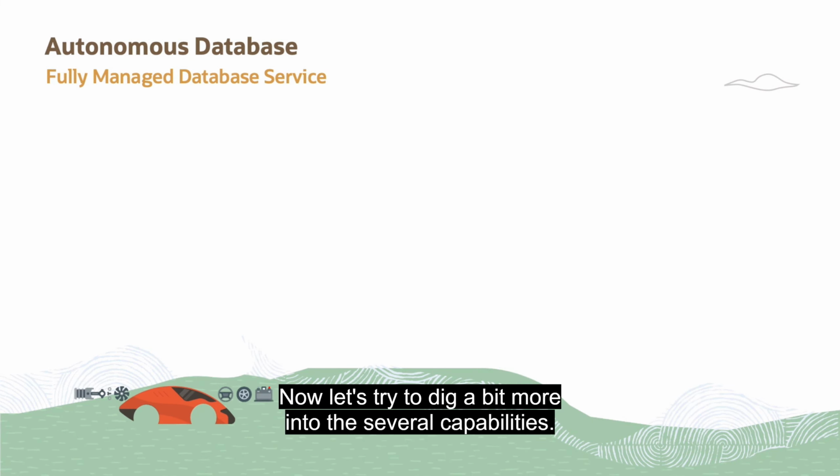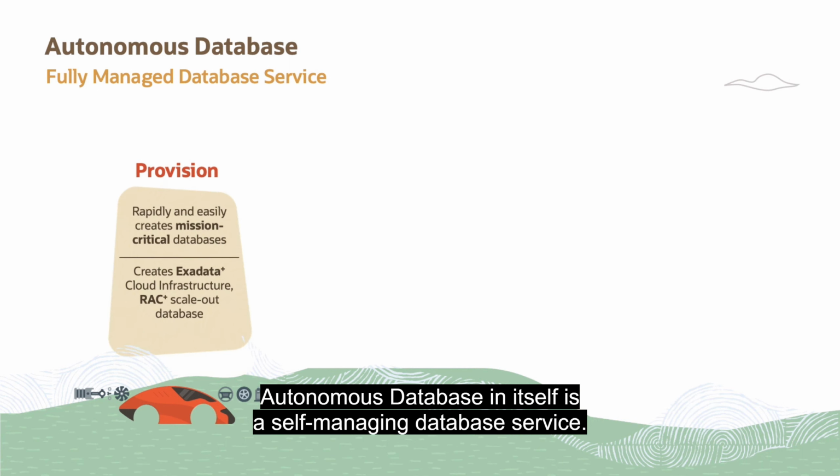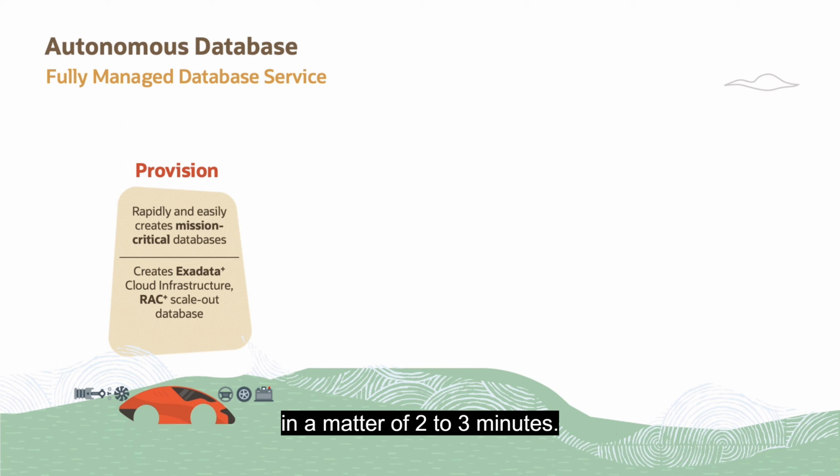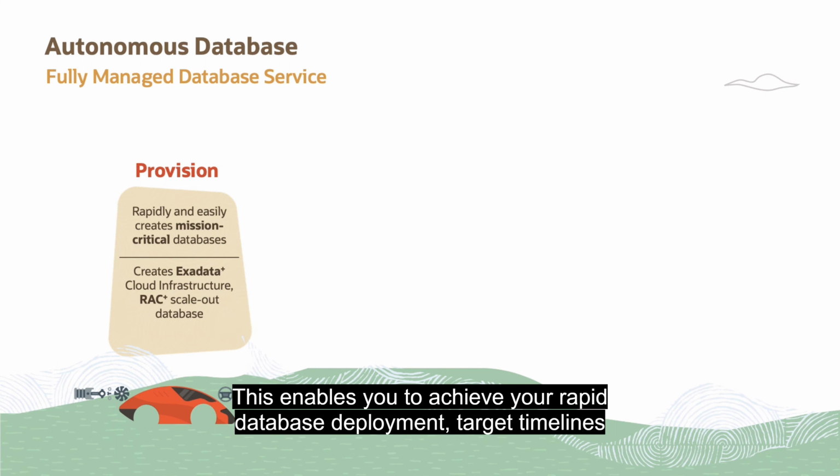Now let's try to dig a bit more into the several capabilities. Autonomous Database in itself is a self-managing database service. Looking at the provisioning aspect, you can provision an autonomous database in a matter of 2 to 3 minutes. This enables you to achieve your rapid database deployment target timelines for your production workloads.